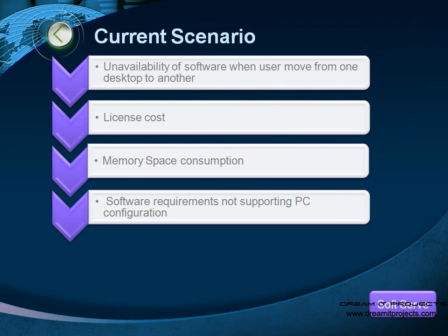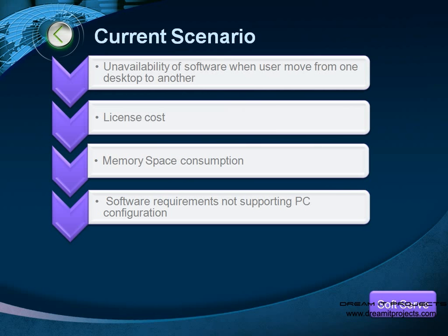Now let's look at the current scenario. What is the current scenario? Let's say today a user has installed some software on his local machine, on his home desktop. Now when the user moves from one machine to another, let's say he goes to some of his relatives or friends, that software is not available on his friend's machine. The problem is, though he has paid a license cost and so on, he is still not able to access the software because it is installed on his home machine. So this is one of the problems.